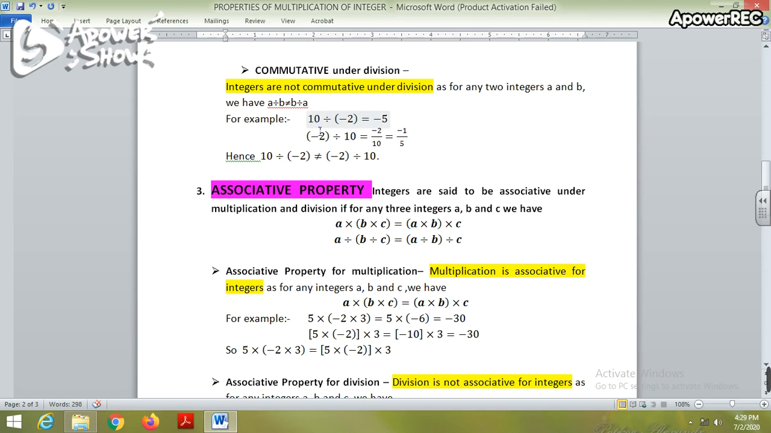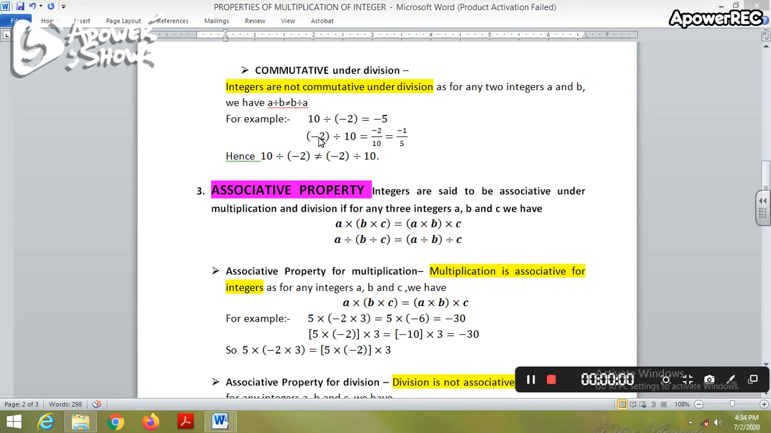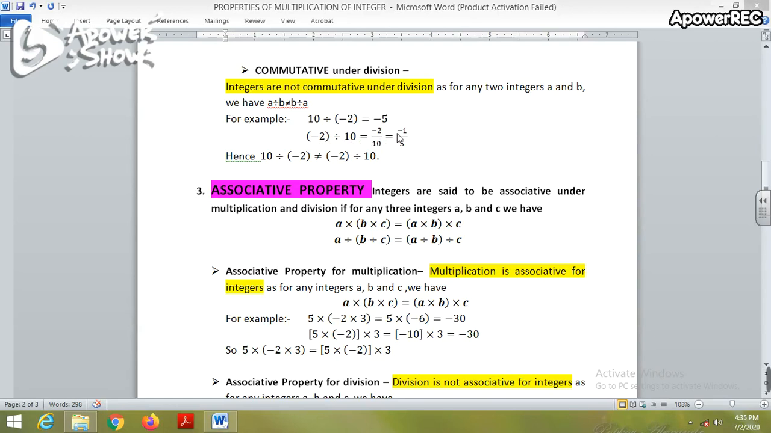Here I am dividing 10 by minus 2. So on dividing 10 by minus 2, I am getting minus 5. But on dividing minus 2 by 10, I am getting minus 2 by 10, which is equal to minus 1 by 5. Since minus 5 is not equal to minus 1 by 5, we can say integers are not commutative under division. So we get that integers are commutative under multiplication, but they are not commutative under division.